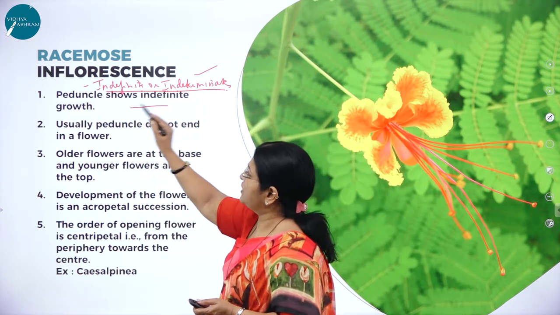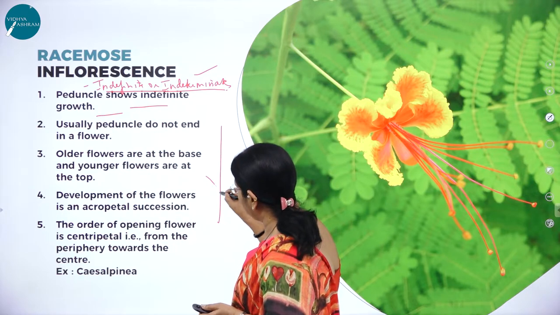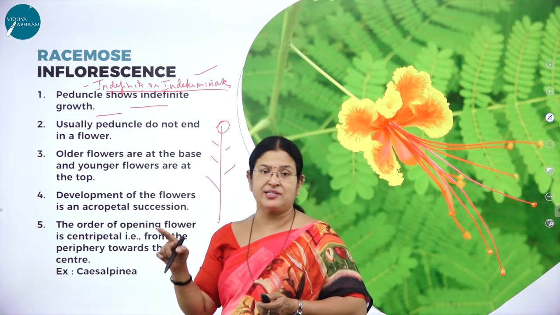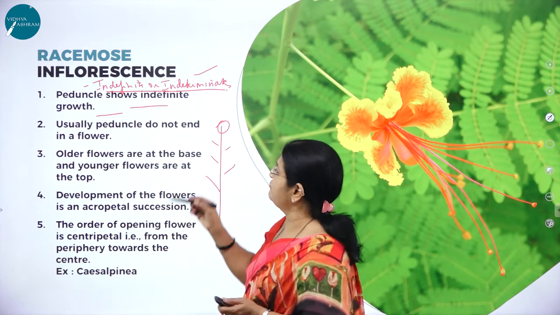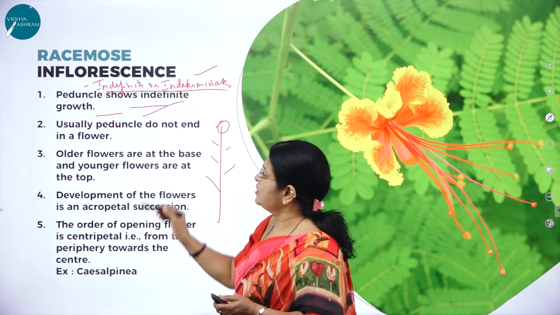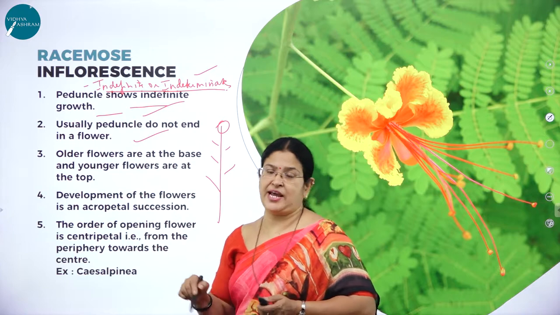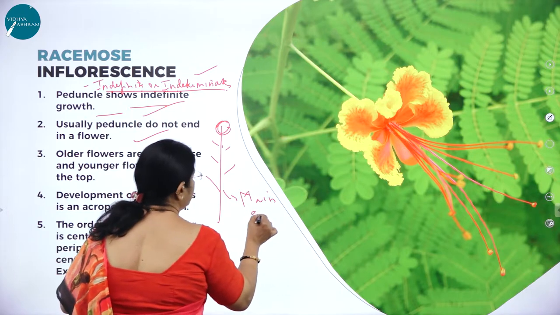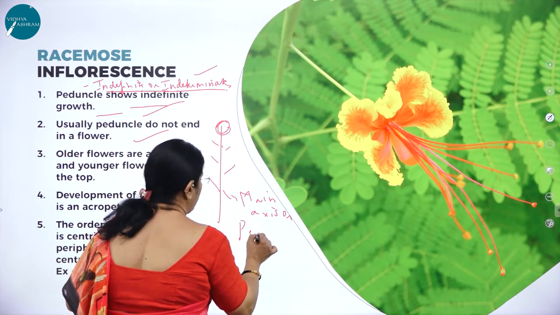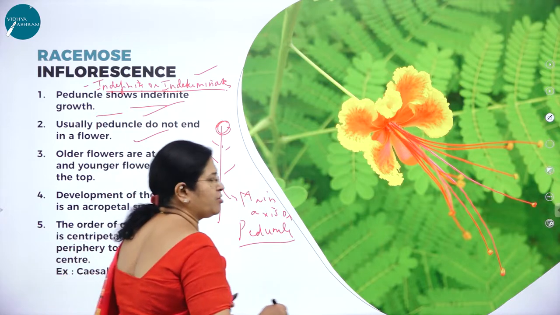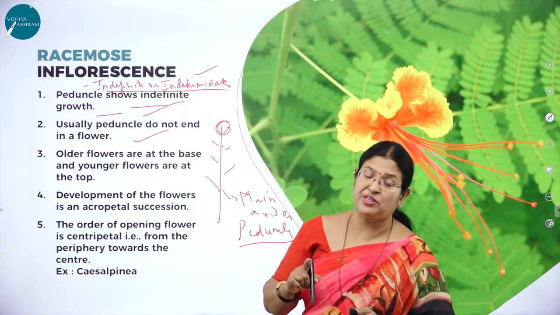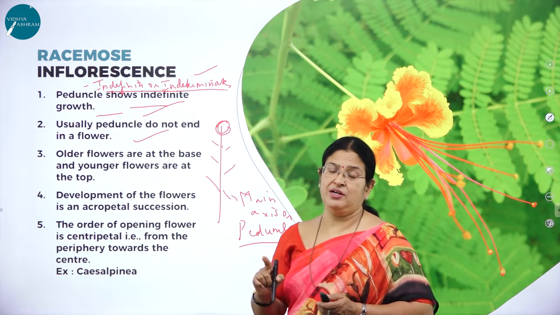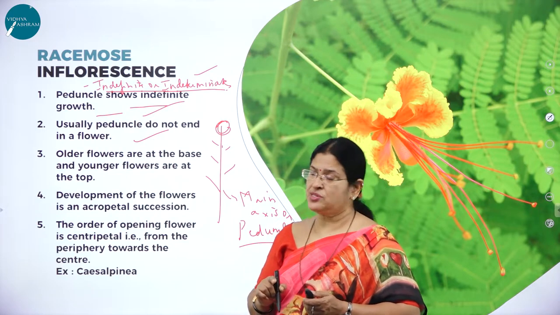Here, the peduncle shows indefinite growth. As I said, the peduncle shows indefinite growth. So the main axis of a flower, the floral axis called peduncle, will not end with a flower. Usually the peduncle does not end in a flower. As I said, the main axis is also called the peduncle. So this will not end with a flower. If at all it ends with a flower, it will be called a cymose inflorescence. If it does not end with a flower, then it is called racemose inflorescence.